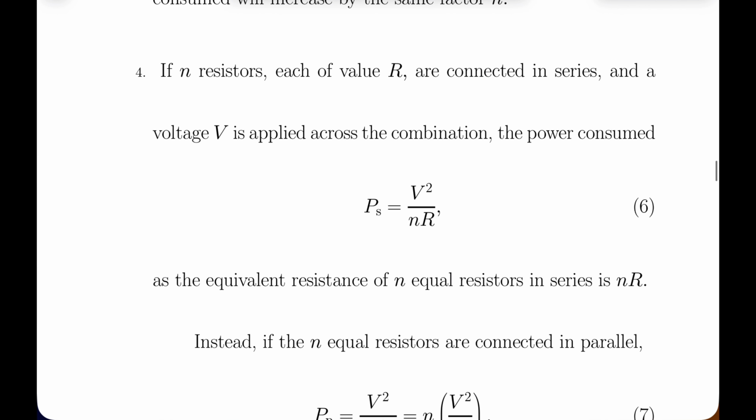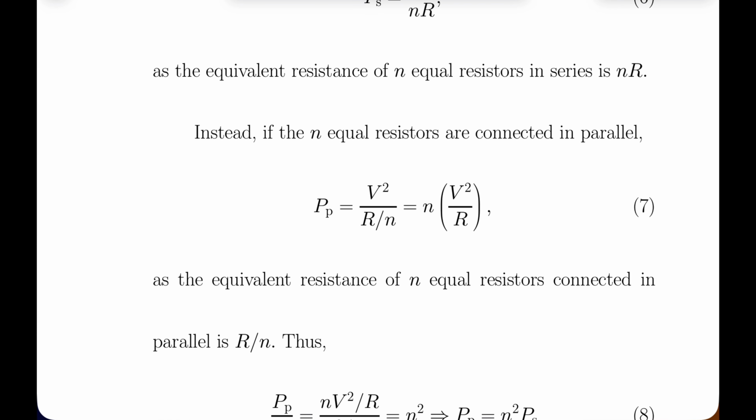Next, if N resistors, each of value R, are connected in series and a voltage V is applied across this combination, then the power consumed will be PS is V square by NR. N resistances of equal value R are connected in series, so their equivalent resistance is N times R. And since P is equal to V square by R, and here R is equal to N times R, so PS is V square by NR.